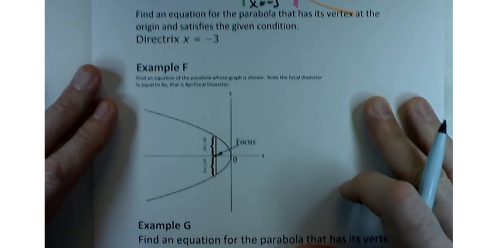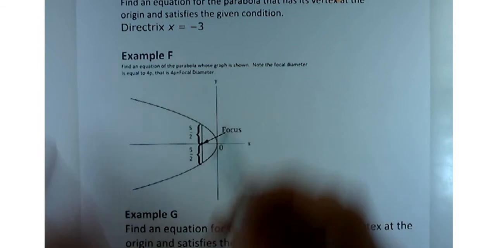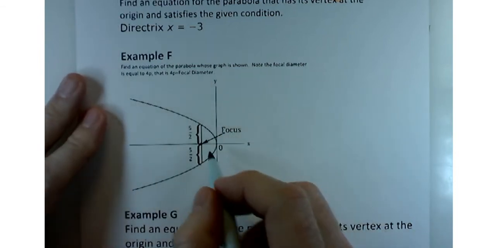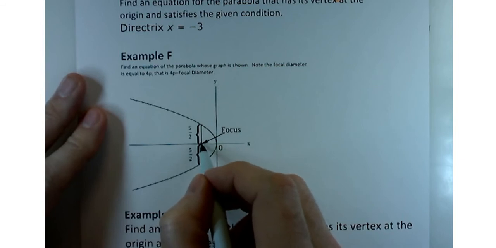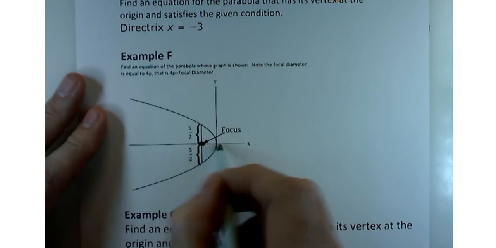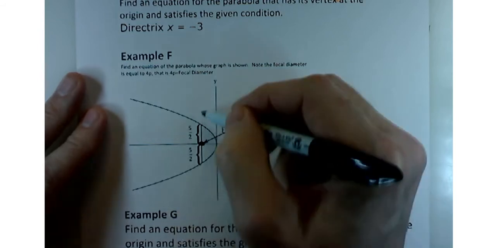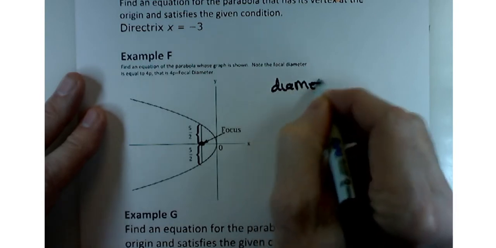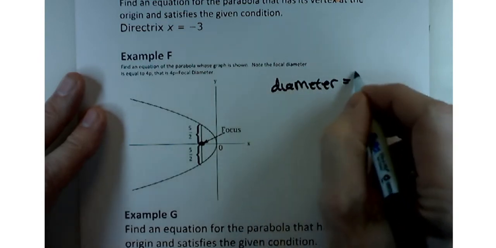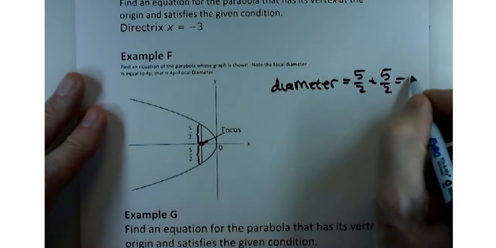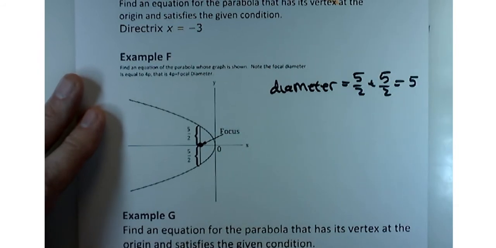Let's move down to example F. And I might have a little typo in my Desmos stuff about example F, but we'll see if we can figure this out. So this distance here, well, we don't know that distance here, but we do know the focal diameter. So the diameter is 5/2 plus 5/2, 10/2, which is 5.